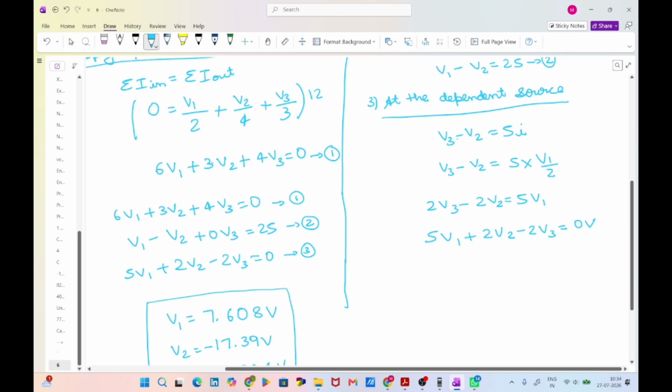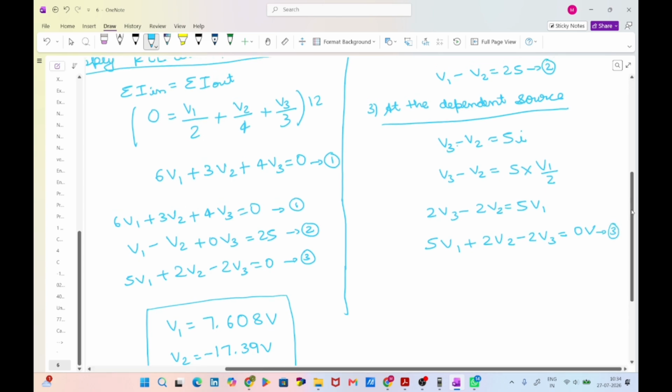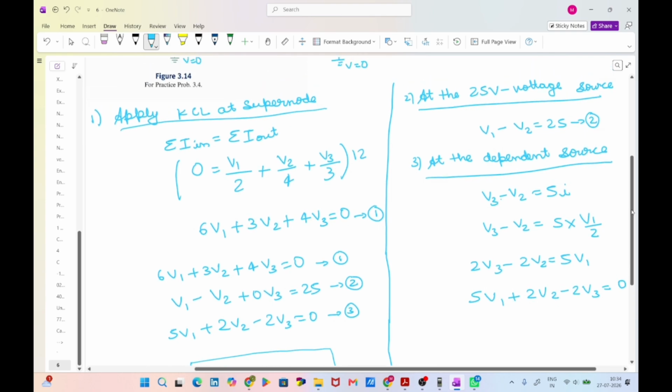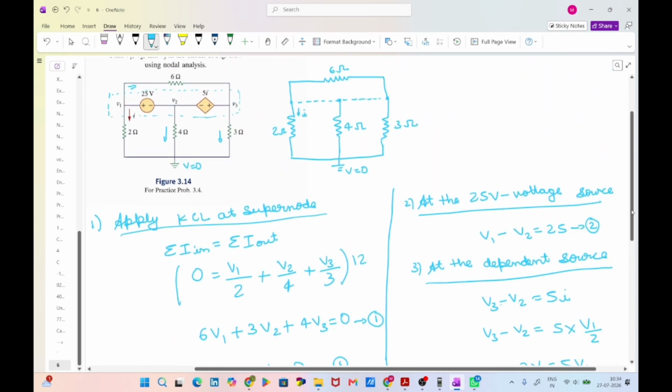This one is equation 3. I didn't mention it, sorry. I will slightly move this from full top to bottom.